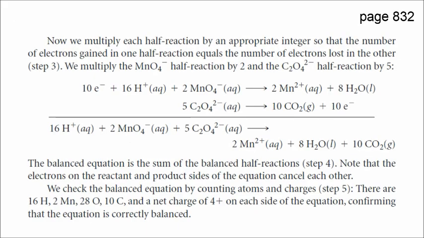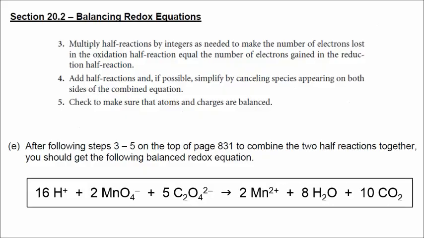So on page 832, they have done this for you. So there are the 2 half reactions that have been multiplied by 2 and 5. Then they have the overall balanced equation. There was nothing to cancel out. There was no extra H plus or water molecule, so everything you see there in the overall balanced equation is correct. And the overall charge is +4 on both sides, and we have the correct number of atoms of each element on both sides.